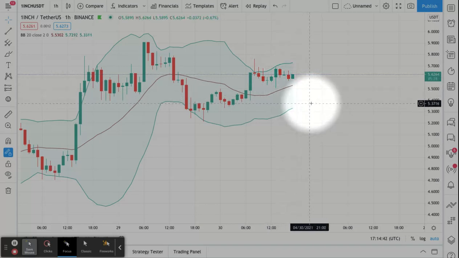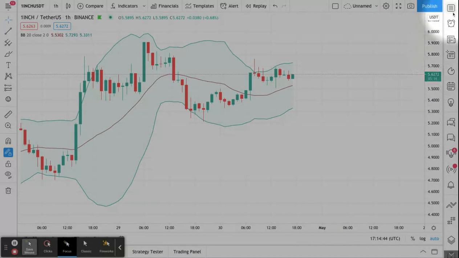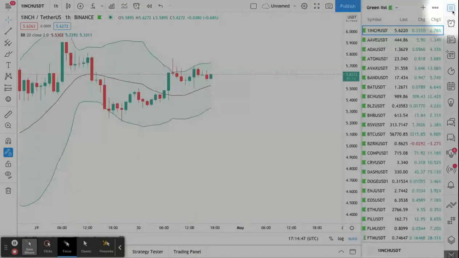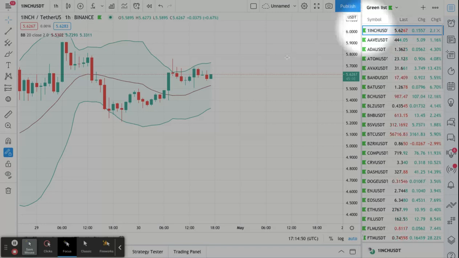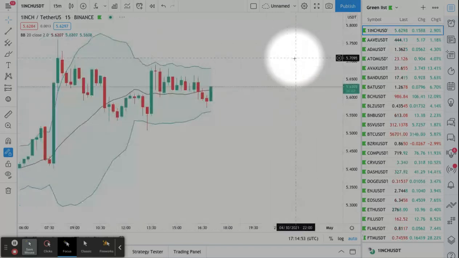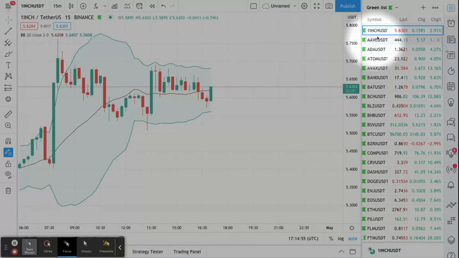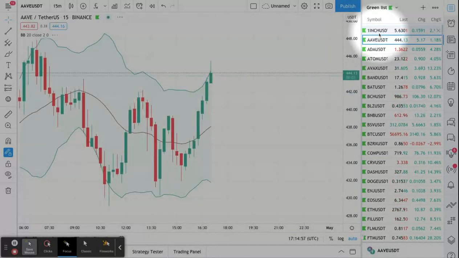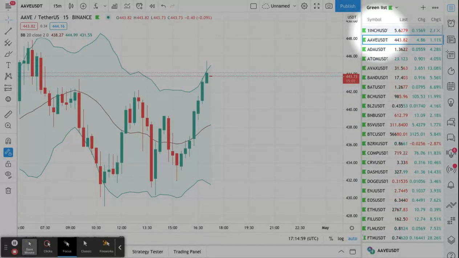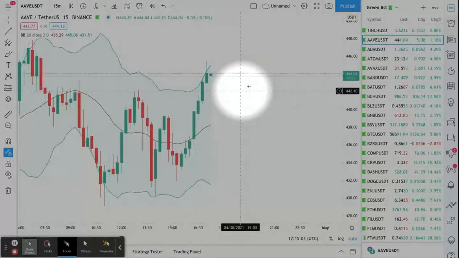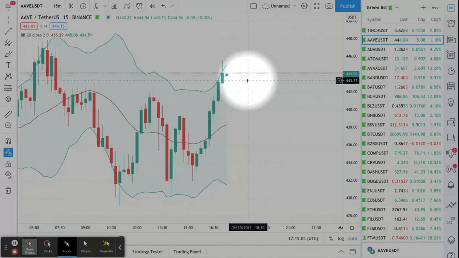Now, one thing that I do look for on these is if you can, we're going to go to a 15-minute. If you can start seeing some big movements, and potentially you can end up scalping one. Okay, so you can get in for a pretty quick flip. Sometimes you have to wait for it. For example, this one.